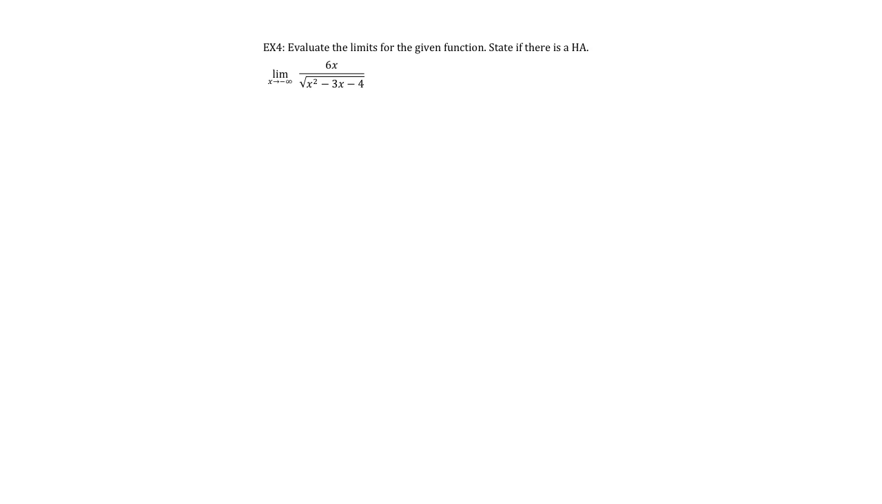If I were to put negative infinity in, this would be negative infinity over positive infinity plus positive infinity minus 4, and we're taking the square root, which would just be negative infinity over positive infinity. And again, that's indeterminate. We don't know what this means. So I need to do something more. I'm going to use that strategy of creating fractions.